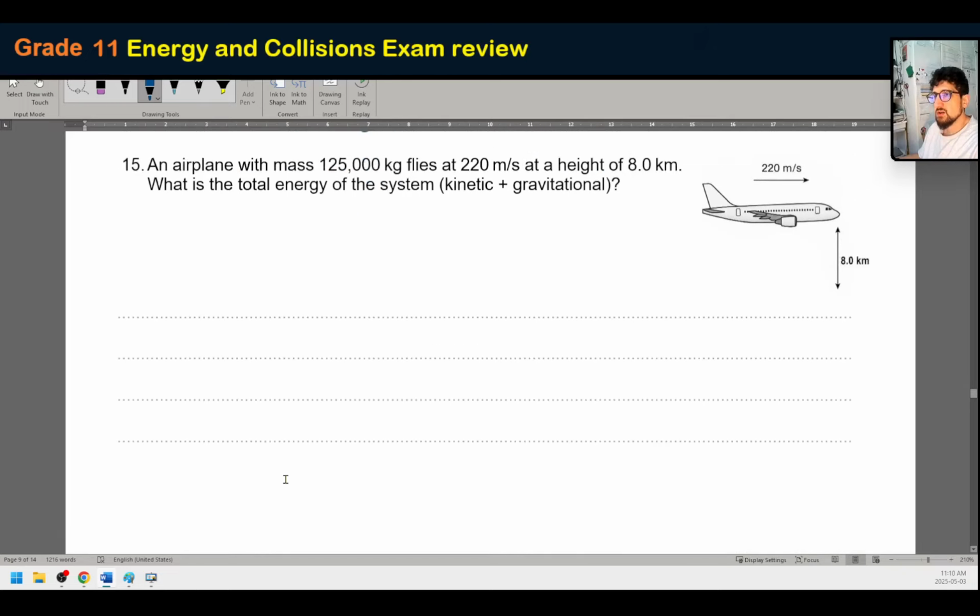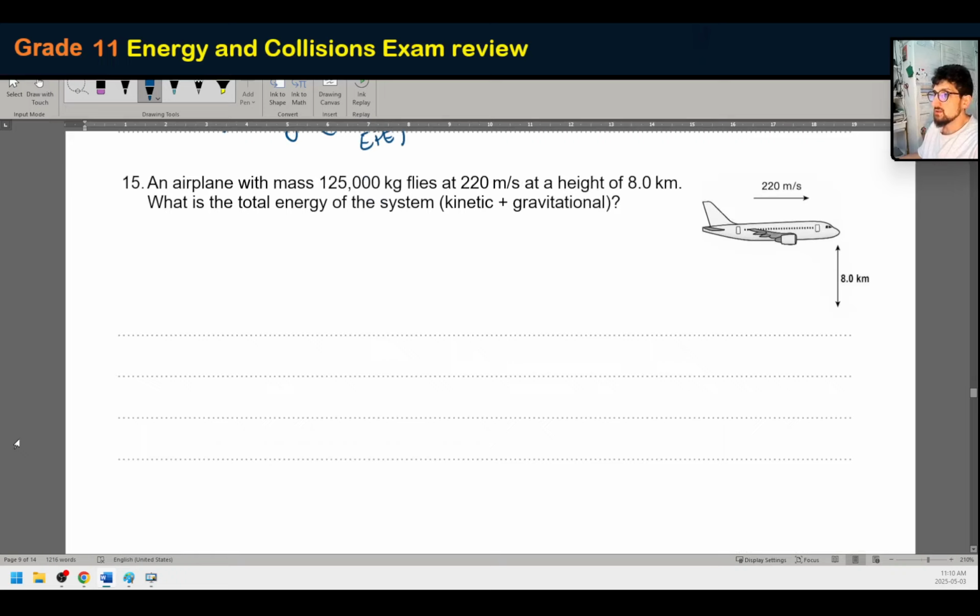An airplane with a mass of 125,000 flies at 220 meters per second at a height of 8 kilometers. What is the total energy of the system, kinetic and gravitational? Okay, so we've got two types of energies here. We've got kinetic energy, which is the energy of motion, and that's going to equal half times mass times velocity squared. We also have gravitational potential energy, and that's going to be the mass multiplied by gravity multiplied by the height. It doesn't matter which one you work out first, but we need to work out both, and the total energy of the system is going to be the summation of both energies. That means the addition of both.